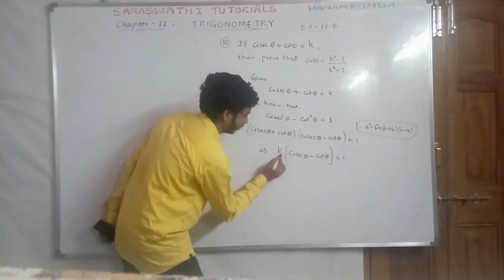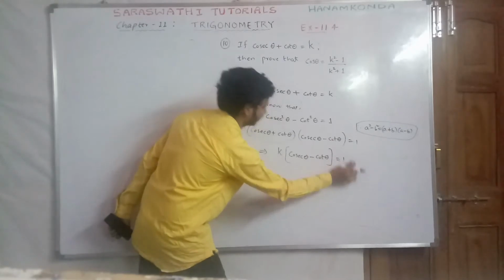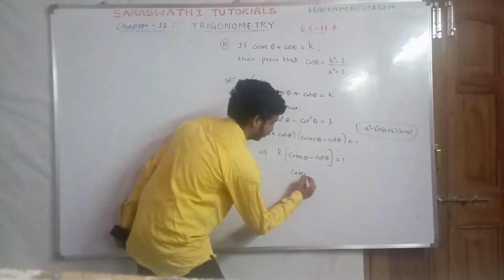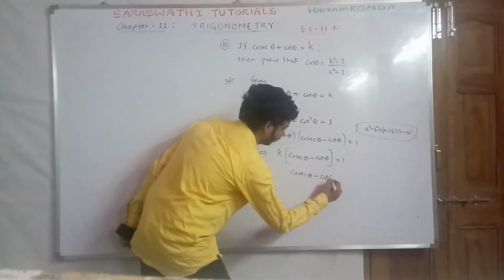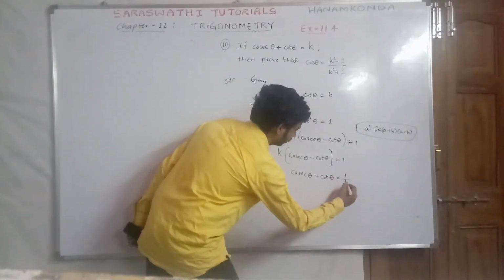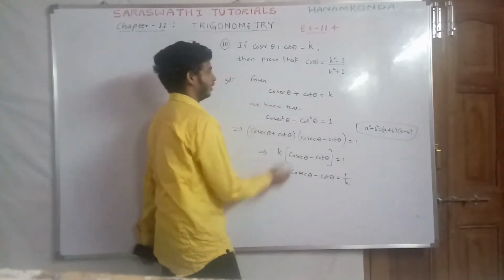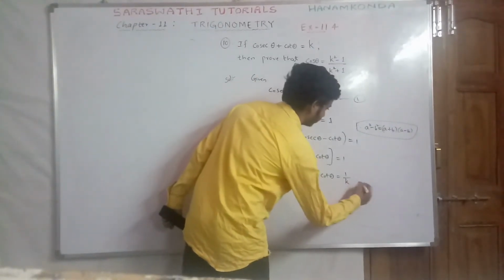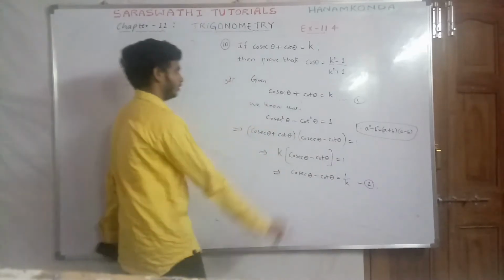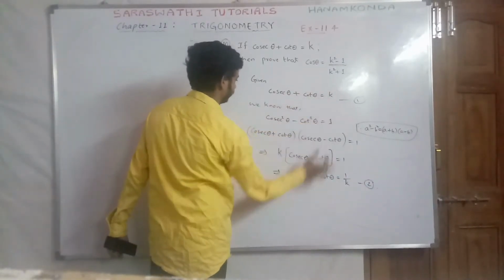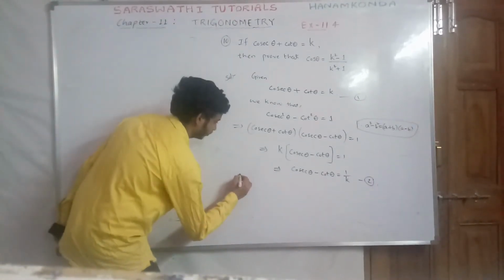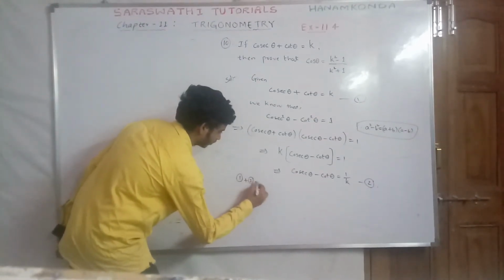This k is multiplied with cosec theta minus cot theta, so k goes to the right side and gets divided with the right side term. That means cosec theta minus cot theta equal to 1 by k. Let us take the given equation as the first equation and cosec theta minus cot theta as the second equation. Now adding 1 and 2.